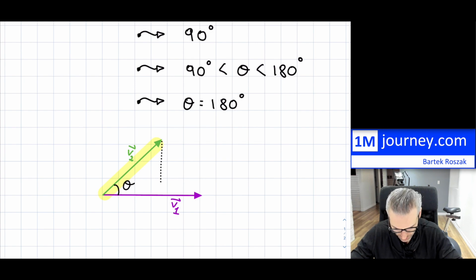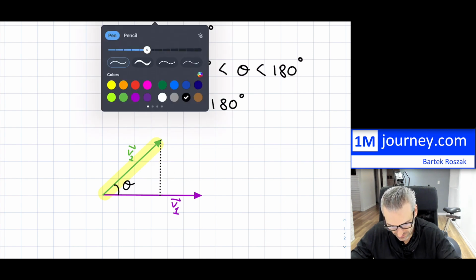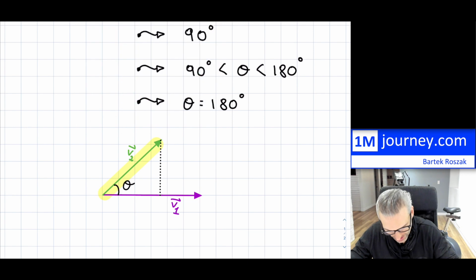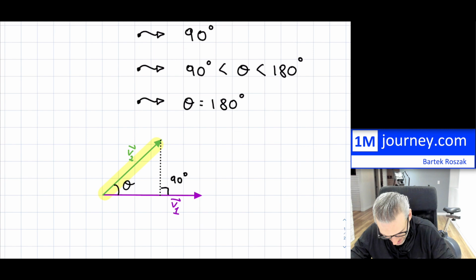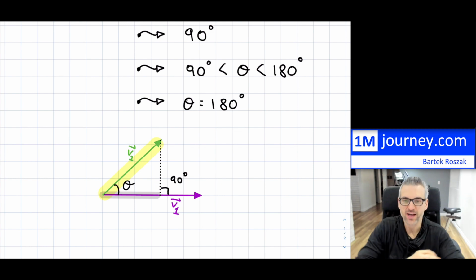So here, if I drop this down and create a 90-degree angle right there, that particular projection, the shadow itself, would be the vector projection of v2 onto v1.